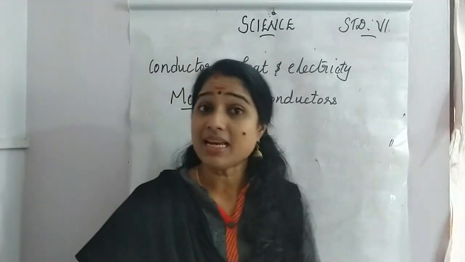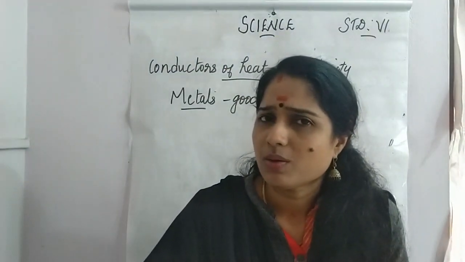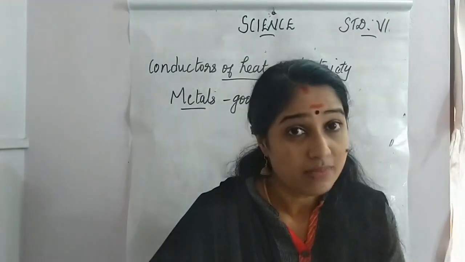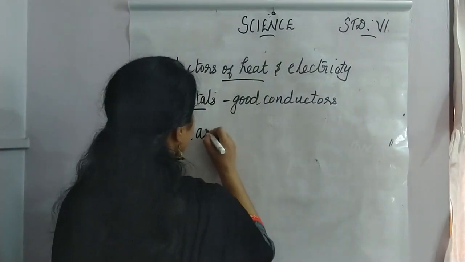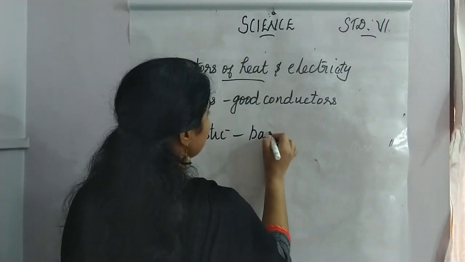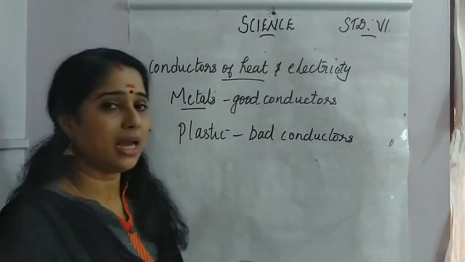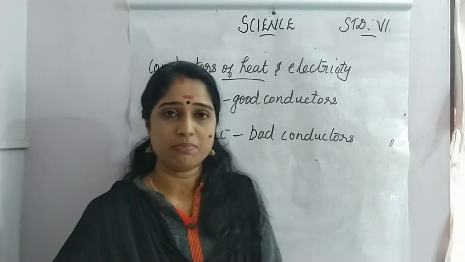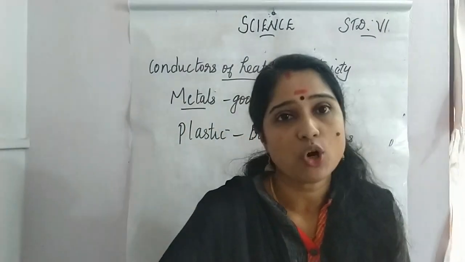But you have already seen that the handles of the vessels are made of what? Plastic or wood. Who can tell me the answer? Yes, absolutely right. The handle is made of plastic because heat cannot pass through plastic. Plastic is a bad conductor of electricity and heat. Plastic and wood are some examples of bad conductors or poor conductors, or otherwise we can call them insulators. That we will discuss later, in the next chapters. So an insulator is nothing but a bad conductor, because heat or electricity cannot pass through it.